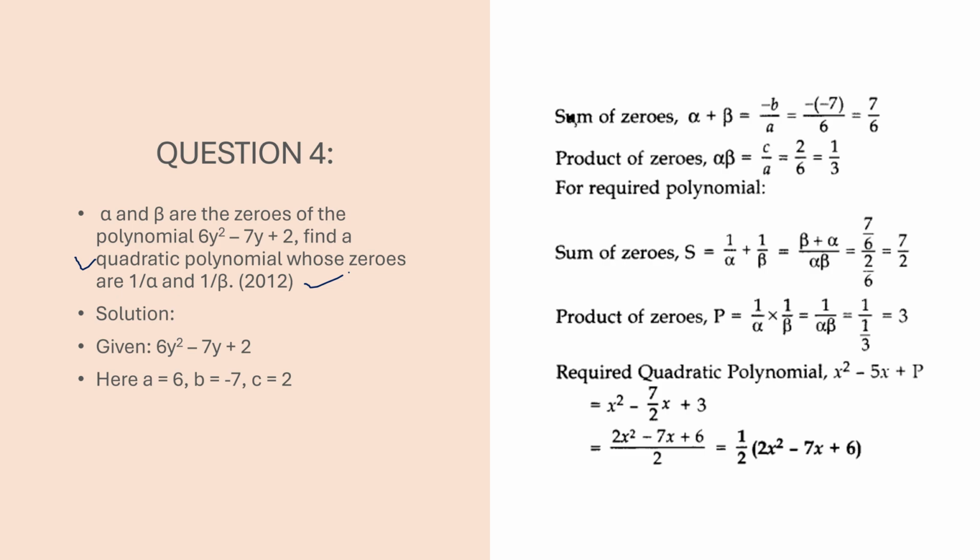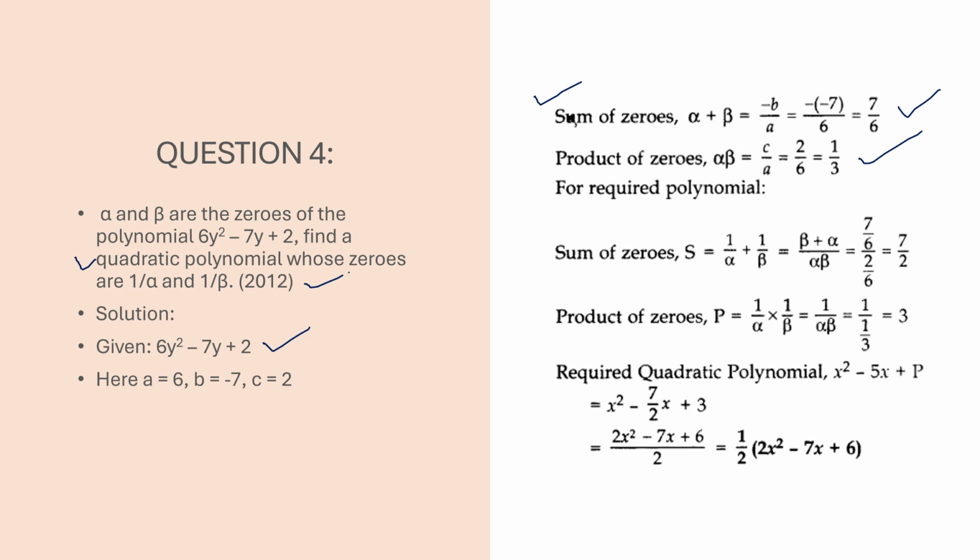First thing you have to do: 6y squared minus 7y plus 2. A is 6, B is minus 7, C is 2. What is the first step? Sum of the zeros, alpha plus beta, is minus b upon a, that is minus into minus is plus, so it gets 7 upon 6. Product of zeros, alpha beta, is c upon a, reduce it to lowest terms and you get 1 upon 3.